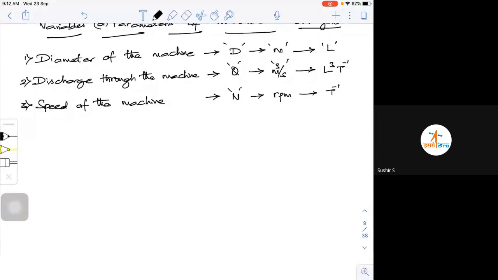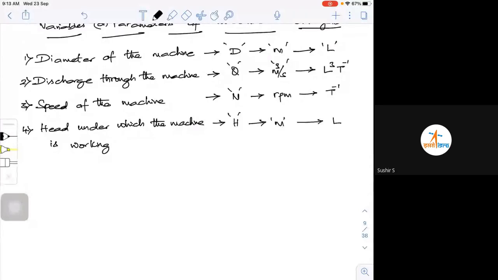Now, as I told, these turbo machines work under a particular fluid head. So the head under which the machine is working becomes one of my parameters or variables. It is given by capital H. Its unit is meters, and once again the non-dimensional form is L.